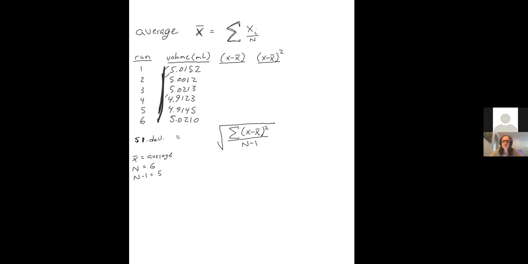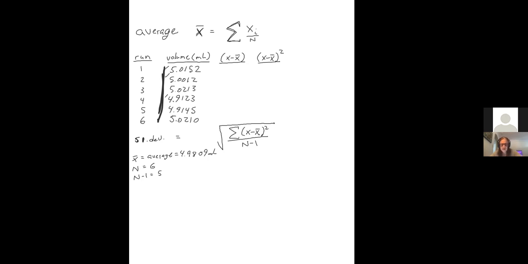And then we're going to divide that by 6. Oops. I'm sorry, missing one number here. 5.0152 plus. There we go. Let's see if this works. There we go. Okay, I'm sorry. So our average, let's put it in here, 4.9809.